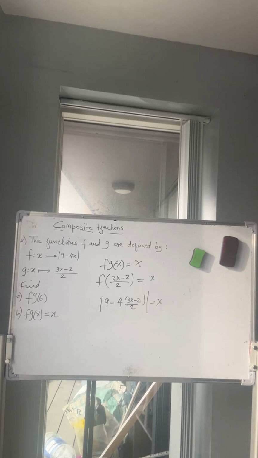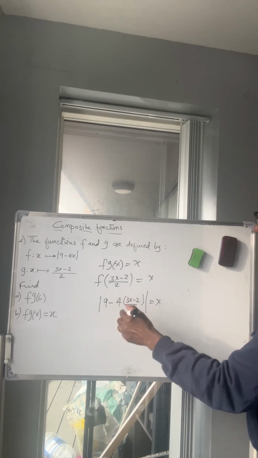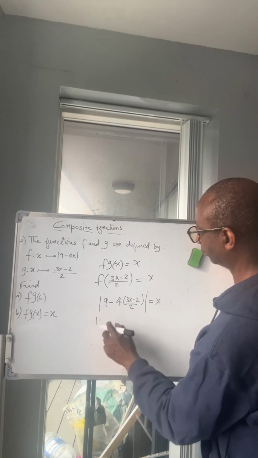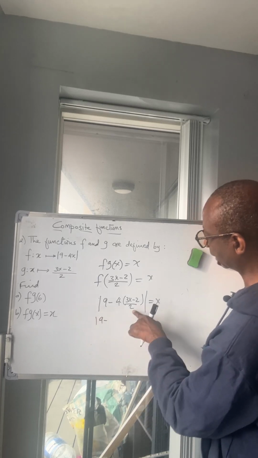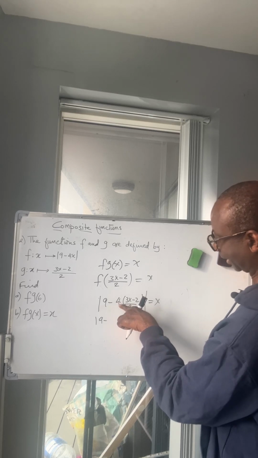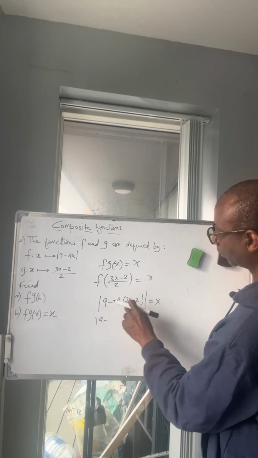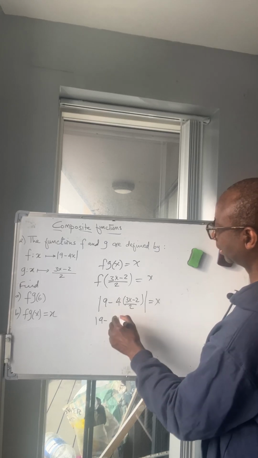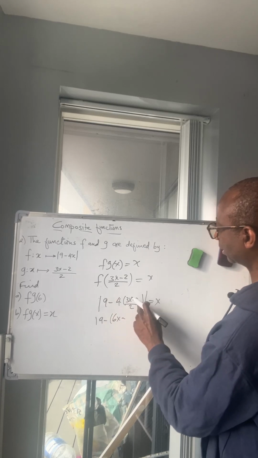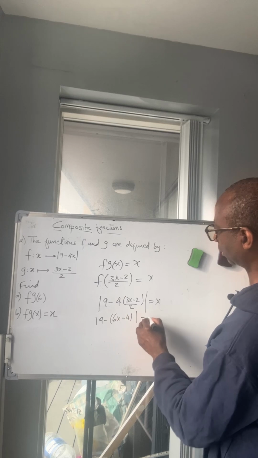But here again, let me try to simplify first what is inside. This gives you the modulus of 9 minus, there's a 2 here, there's a 4 here. So these 2 will go into this 4 twice. So what is left now is 2. The denominator is gone. So you now have 2 times 3x, which is 6x, minus 2 times 2, which is 4. You have your two lines equals x.